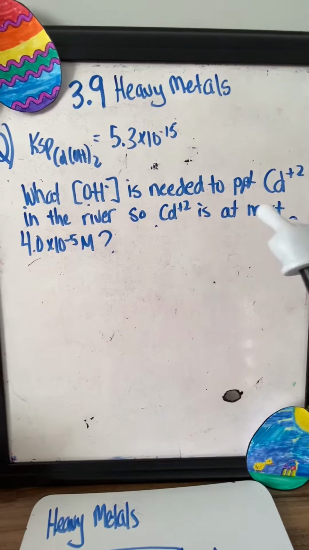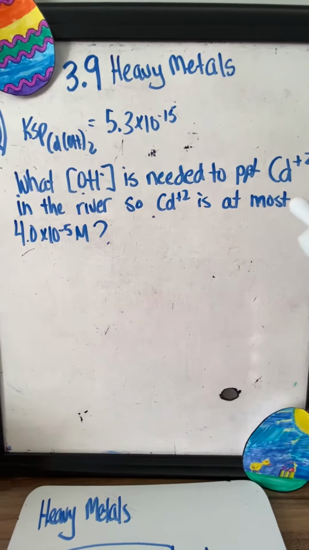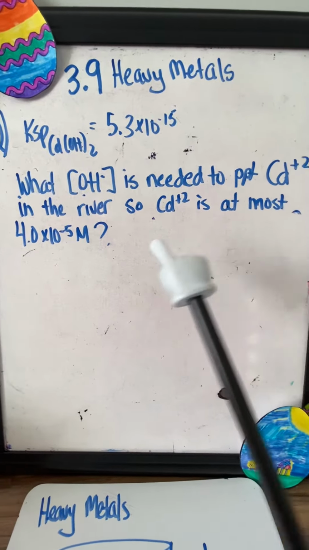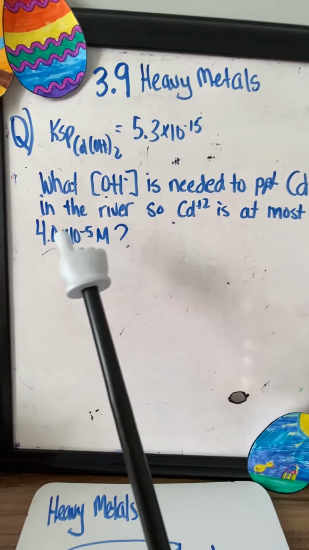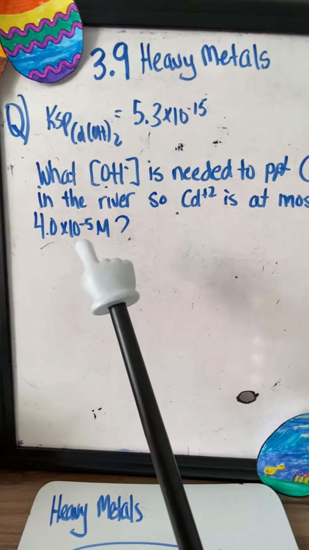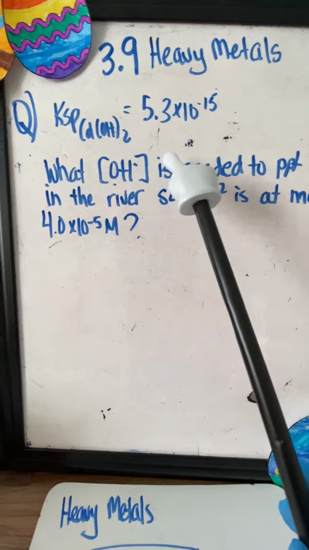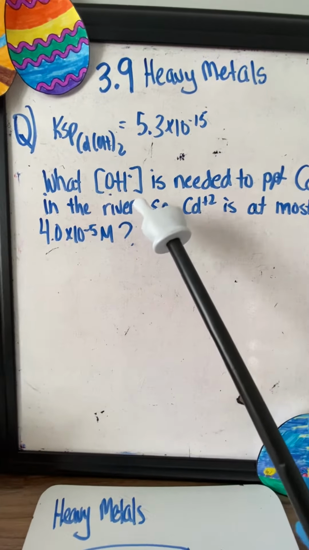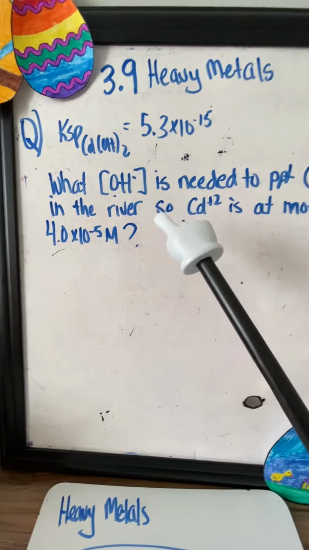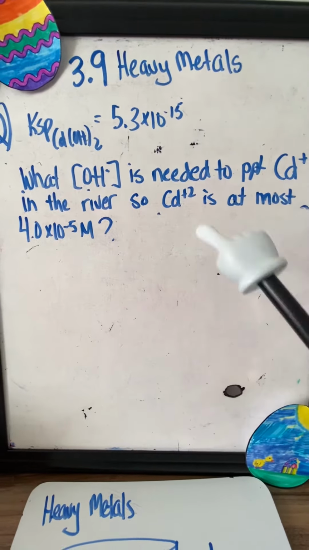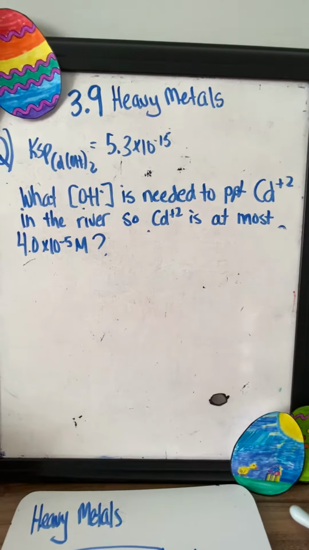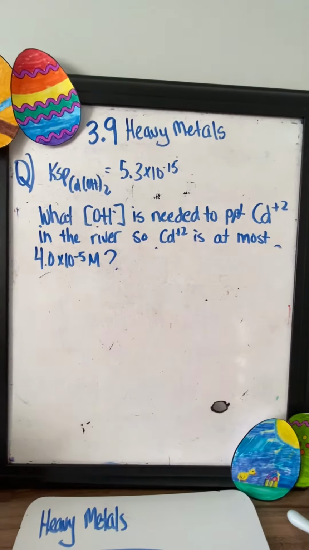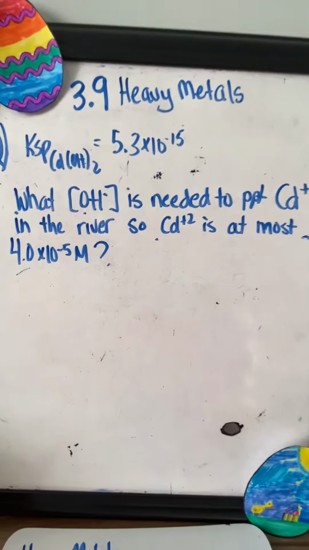So let's look at this example here. We have cadmium ions in the river, and we want to bring their concentration down to something that's a little bit safer and not as toxic. And there's the KSP value for cadmium. So the question is, what concentration of hydroxide do we need to add into this river so we can precipitate the cadmium out?